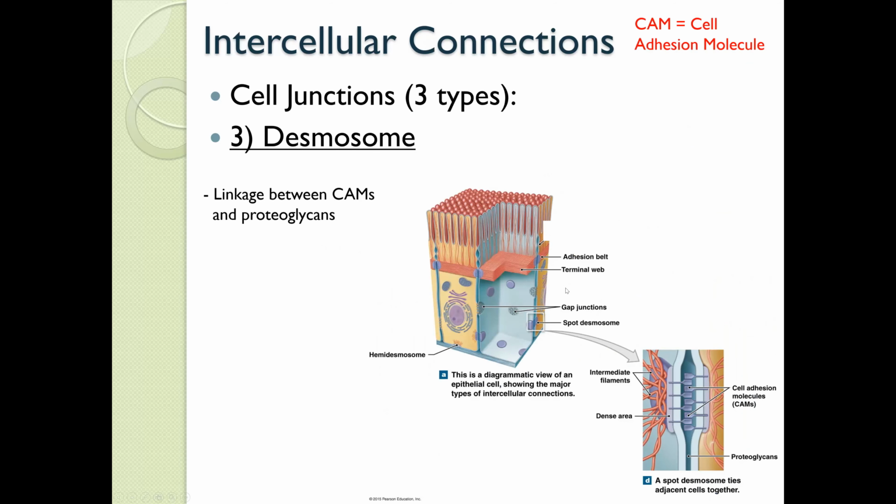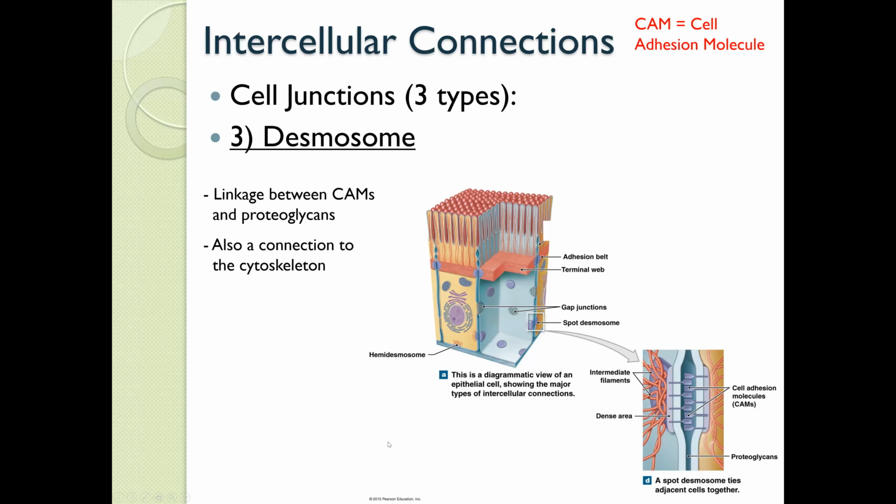And the third type of intercellular connection is a desmosome. Desmosomes are shown in this image as the solid-looking purple circles. And desmosomes are linkages between molecules in the cell membrane that are called cell adhesion molecules, or CAMs. So CAM does stand for cell adhesion molecule. The cell adhesion molecules also link up with proteoglycans. So if you remember, proteoglycans were proteins with carbohydrates attached to them.